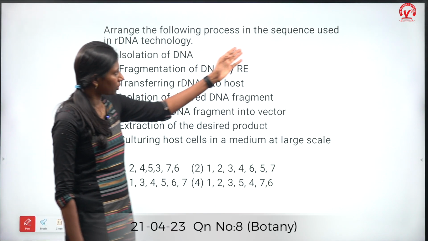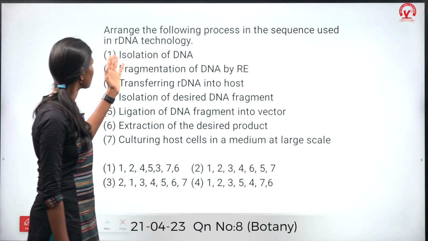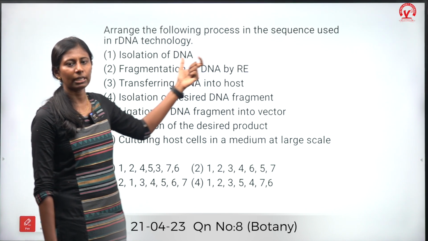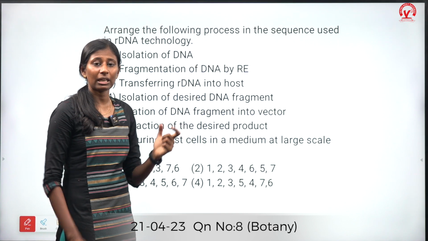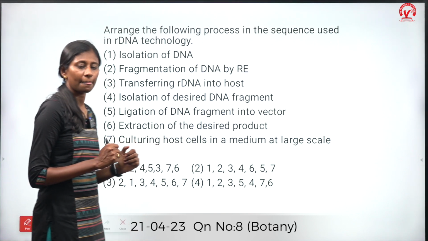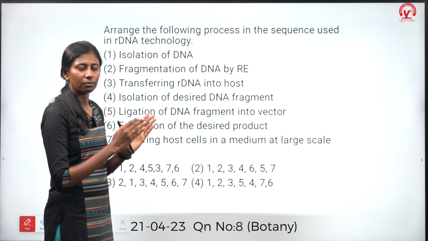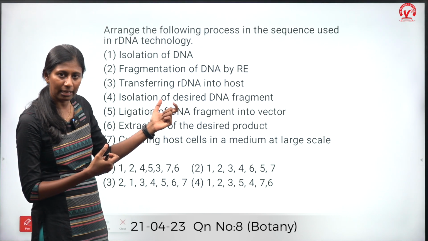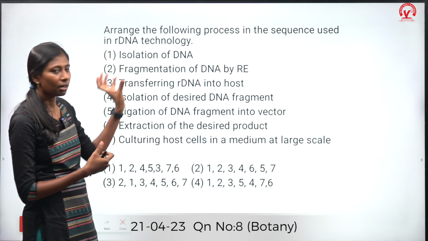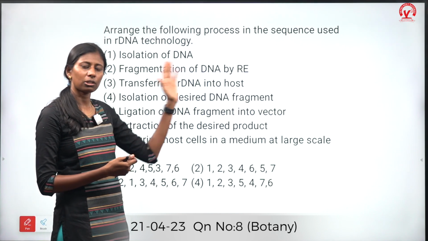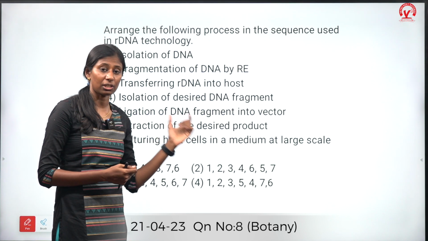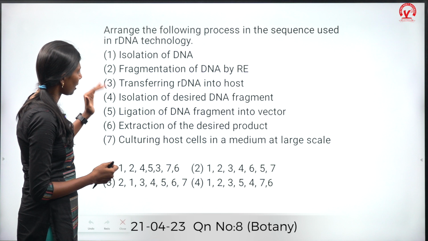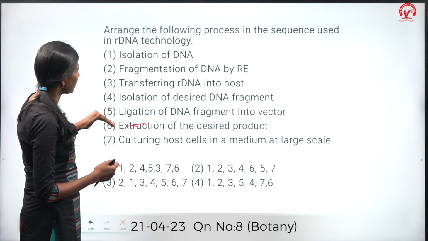Arrange the following process in the sequences used in rDNA technology. What do you mean by rDNA technology? Recombinant DNA technology. What do you mean by recombinant DNA technology? Combination of two different DNA into one DNA. That resulted DNA is called recombinant DNA. This technology is also called genetic engineering. Okay, they have given us statements. We have to arrange it orderly. Let's see one by one.